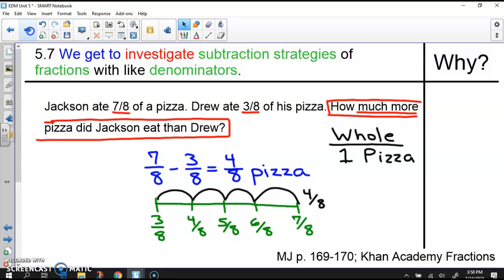So it is now your turn to practice this lesson. Today you are going to complete pages 169 and 170 in your math journal. You will see that one of those is your math boxes page as well. So good luck and hope you enjoy subtracting fractions today.